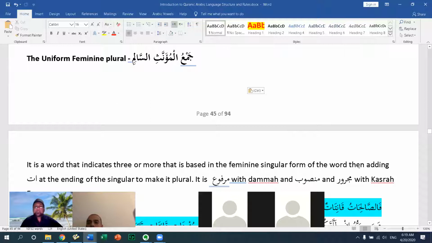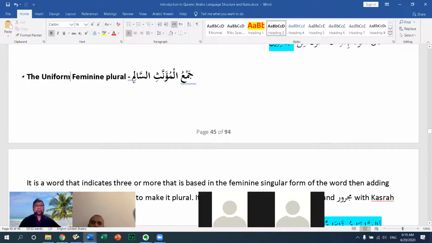Now I'm just going through those quickly because we talked about them last week. If you need to ask me any questions, feel free to do so. جمع المؤنث السالم, the feminine plural or the sound feminine plural, the standard, the uniform feminine plural.